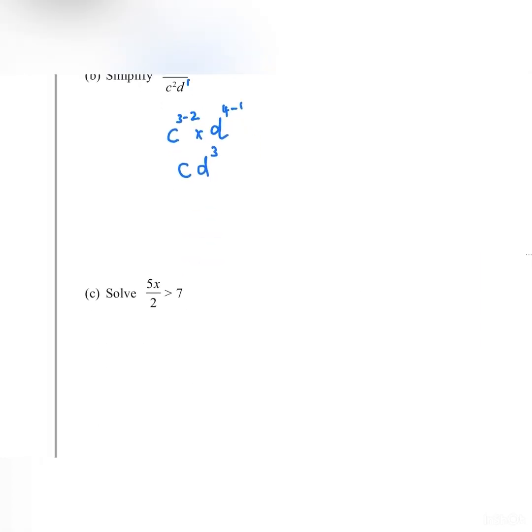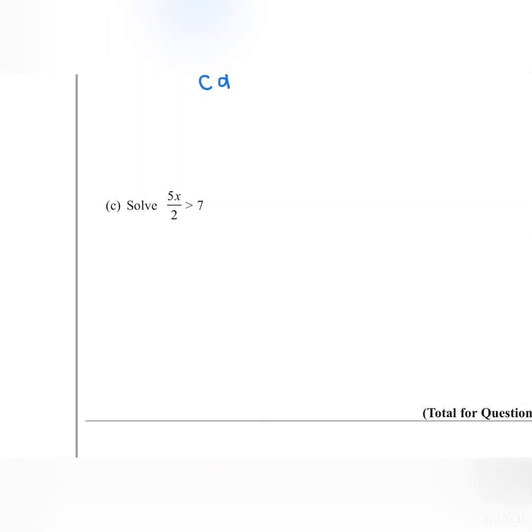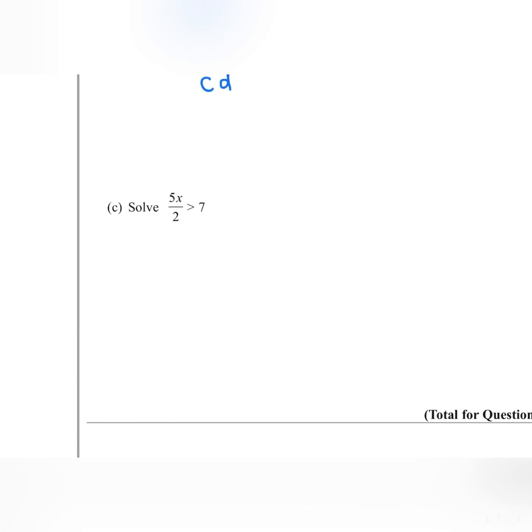Okay, part C, solving this inequality. Again, multiplying both sides by 2 first. That is going to leave us with 14 on this side, and x is bigger than 14 divided by 5. Okay, that's question number 1.